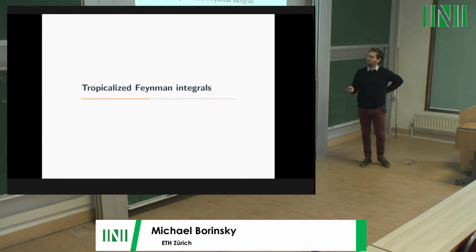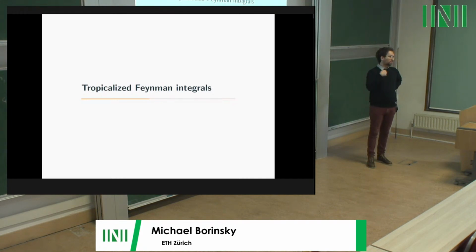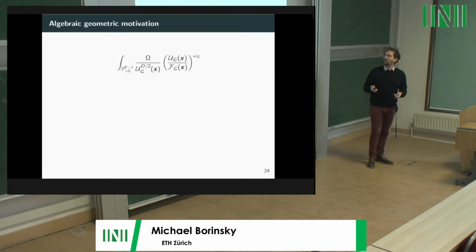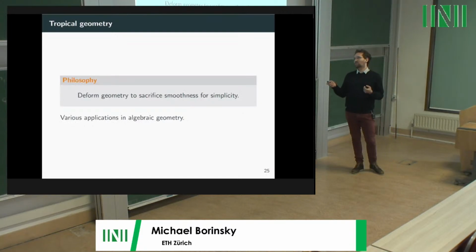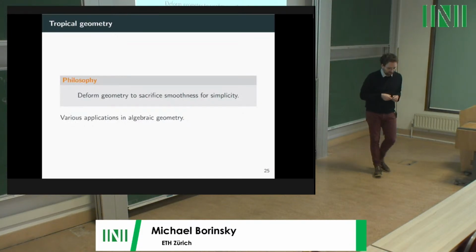So the first step is this tropical geometry, and to treat Feynman integrals in this tropicalized way. And to motivate this, we go back to this algebraic geometric perspective on these Feynman integrals with these polynomials. And you recall that this complicated geometry obstructs the integration. And there's a very simple solution to this. We just simplify the geometry. And this is exactly the philosophy of tropical geometry.